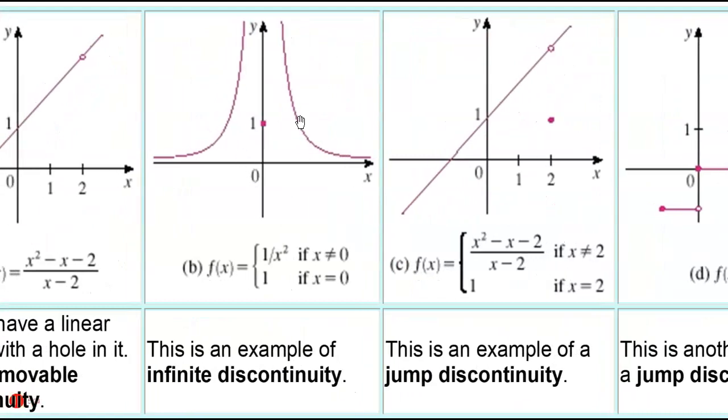Infinite discontinuity occurs at vertical asymptotes. Infinite discontinuity will occur at vertical asymptotes.